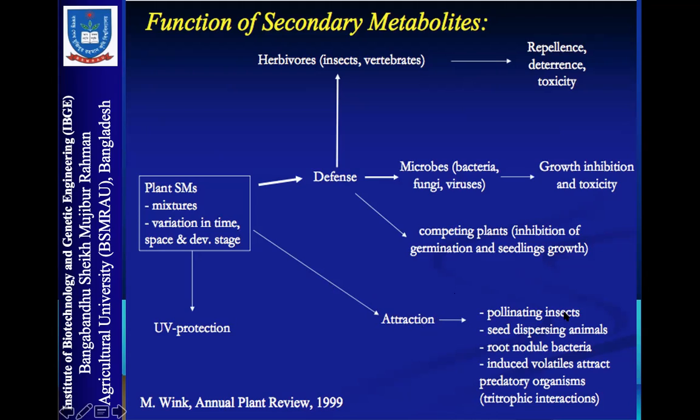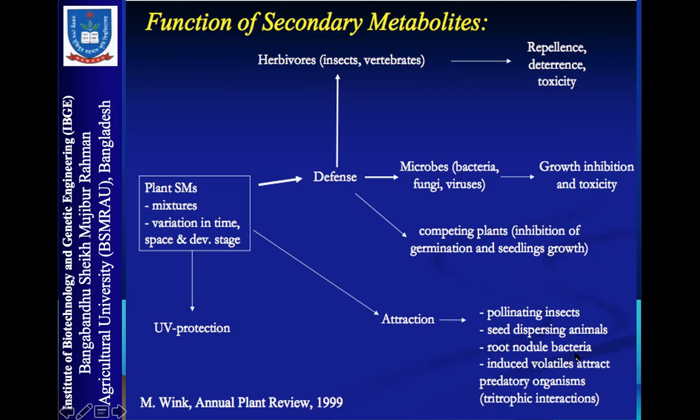The secondary metabolites are also used as attractants. For example, pollinating insects are attracted by the aroma or scent, which are basically terpenoidal compounds, or by the color. Seed dispersing animals: when fruits ripen, you can see aroma coming out, jackfruit or any other fruit. So birds eat, and other animals eat the fruit with the seed, and when they move to other places, they also carry the seeds and disperse them.